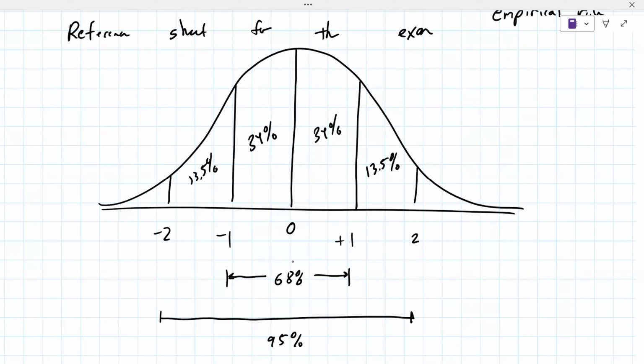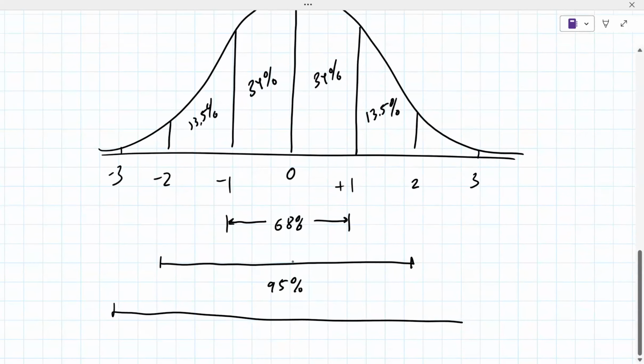And then if you go three standard deviations away, that is 99.7. And that's 2.7%, which when you divide by two is 1.35%. So there's a million of these pictures on the internet, but you have to know how to do this. You have to know where these percentages lie and these down here.